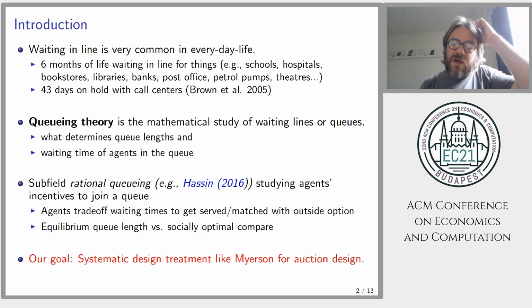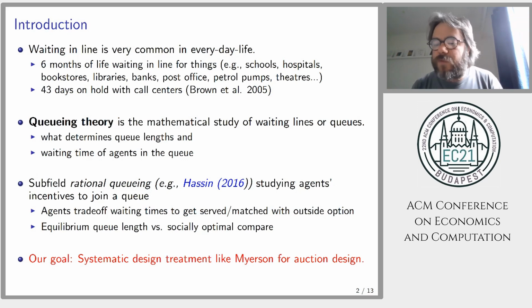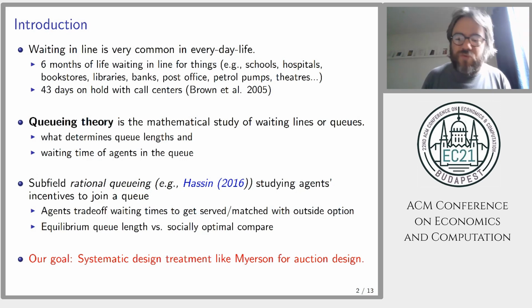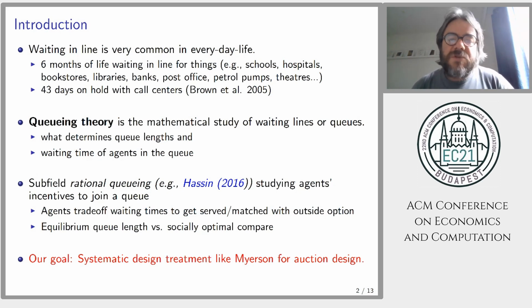However, in this literature, there is not much systematic design treatment like what we do in mechanism design, where you would try to write down an objective for the designer and maximize this objective subject to a set of instruments, including potentially many things like the queuing rule, and subject to incentive constraints. And so this is exactly what we're trying to achieve in this paper.